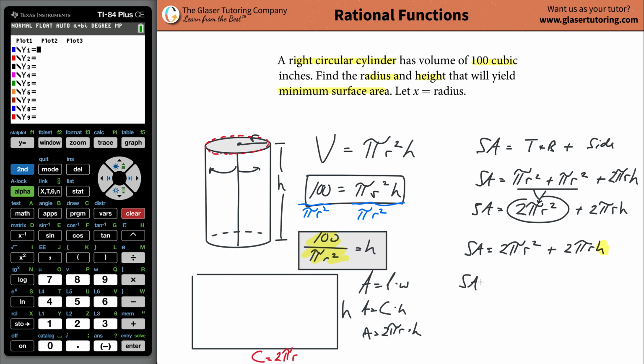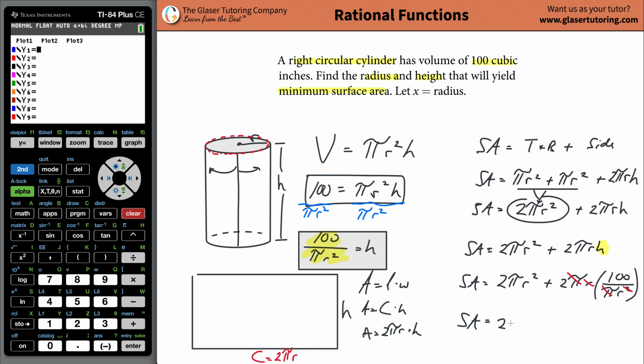All right, so what I'm going to do now is plug that in. So I rewrite everything, and then plug that in for h. We said it's going to be 100 over pi r squared, and now we're going to cancel some common terms. So the pi's here would go bye-bye. This radius cancels one of those on the bottom, so you're left with just r in the denominator there. So this is now your formula.